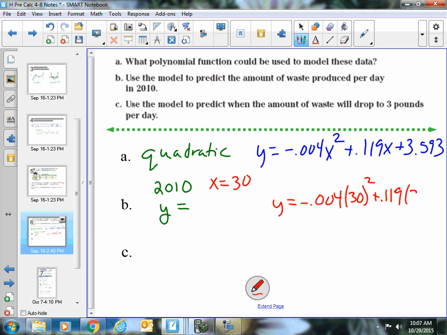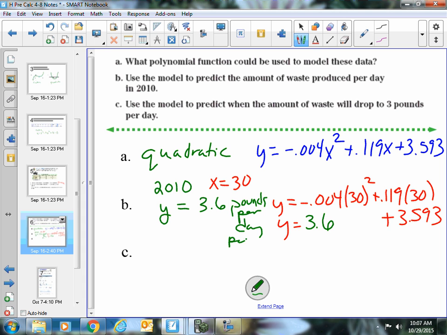So go ahead, type that in. Pause the video if you need to, so you can type that in. And we can see what that y value would be, what our output would be. So y looks like it's going to be, if you can figure out that value, about 3.6 maybe, if you're looking at the arithmetic. So about 3.6, and that would be pounds per day per person.